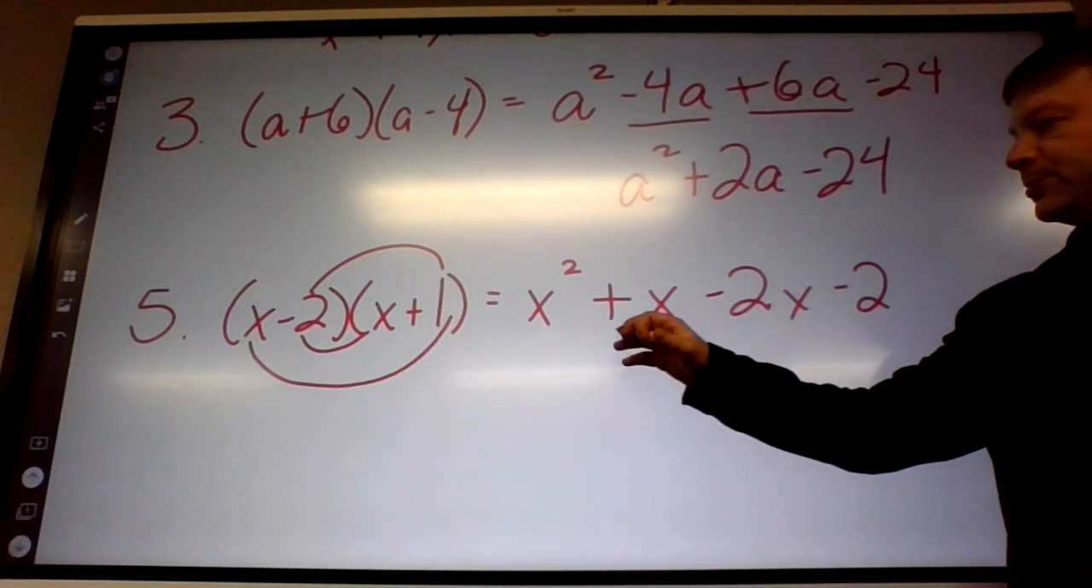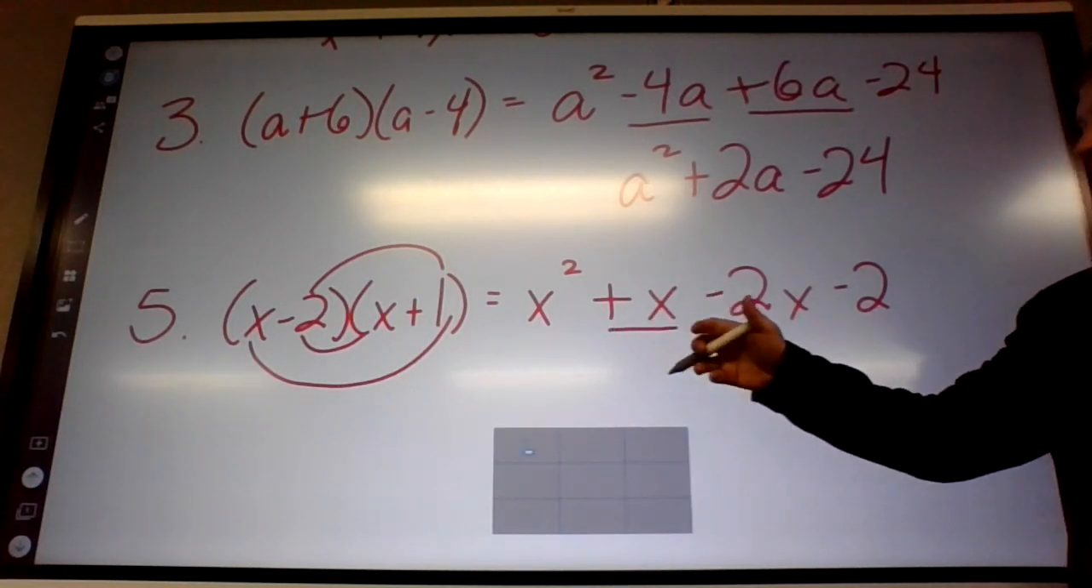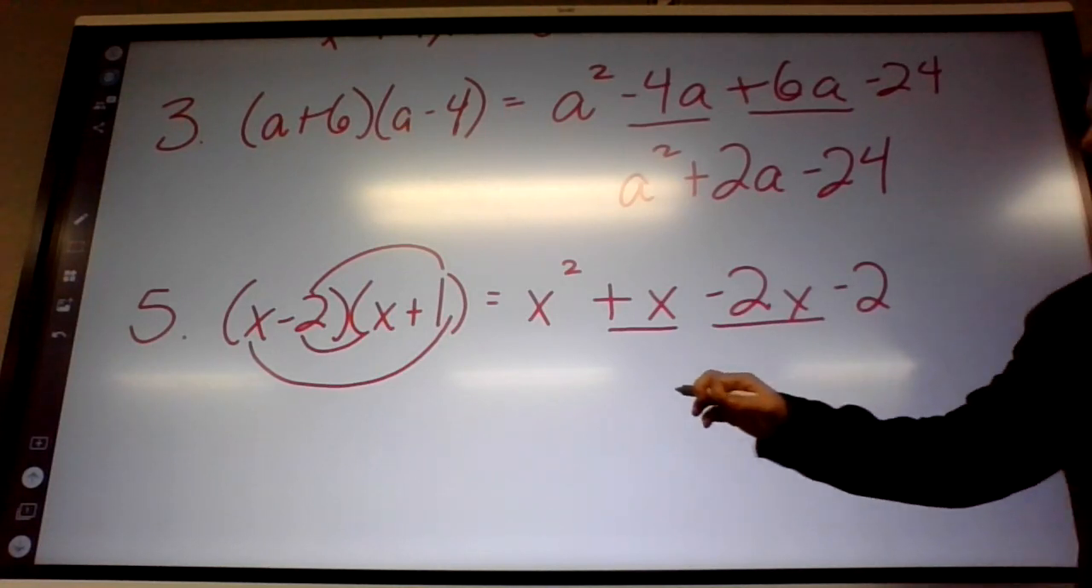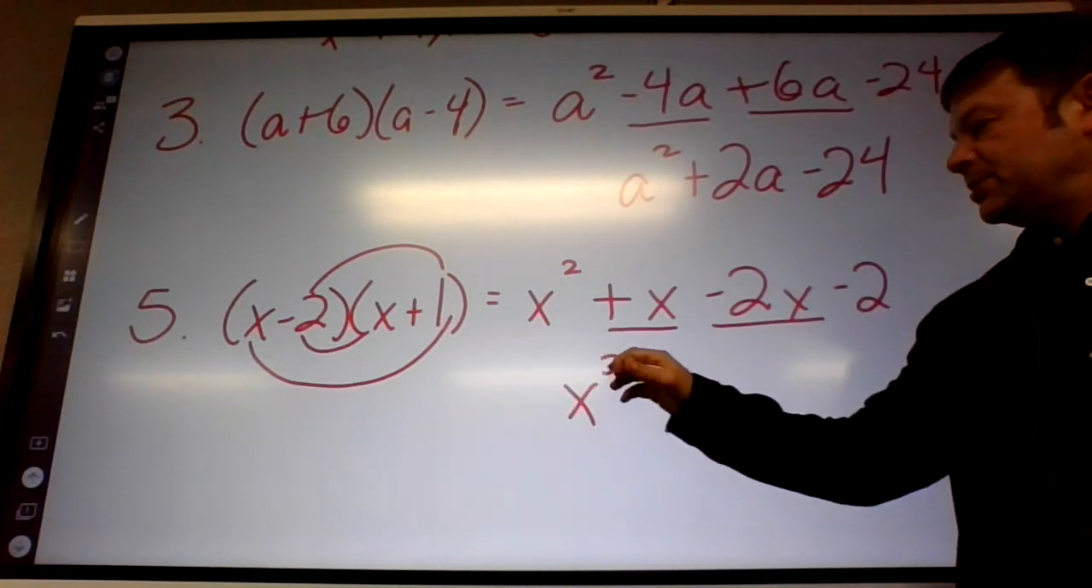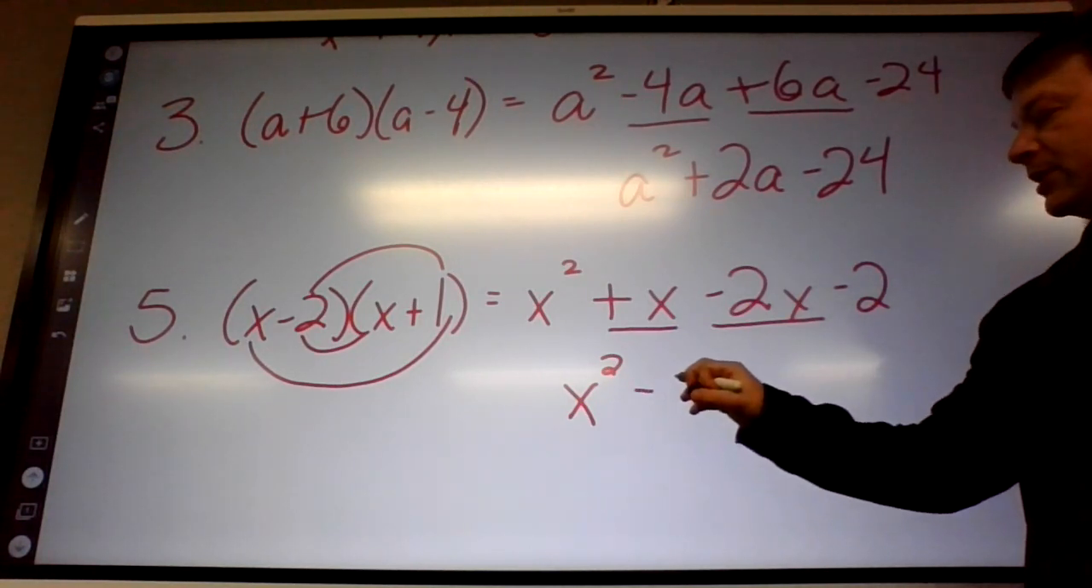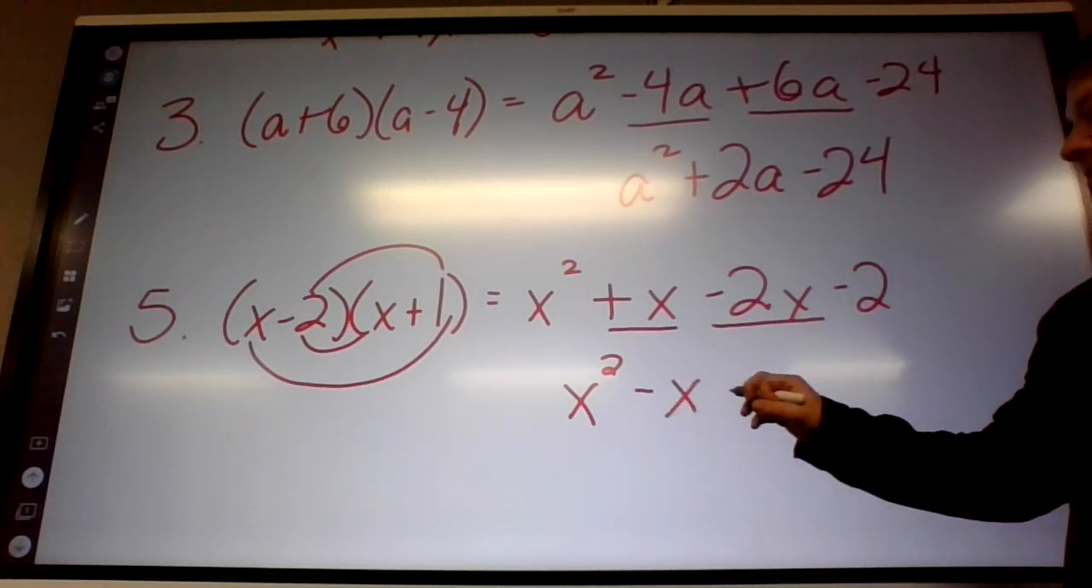Okay, then the middle terms are going to go together. This is 1x minus 2x. So what's 1 minus 2? Negative 1. So it'll be negative 1x, or you can just say negative x.